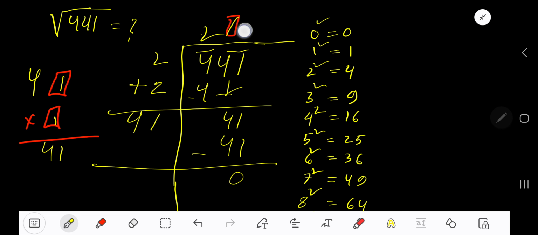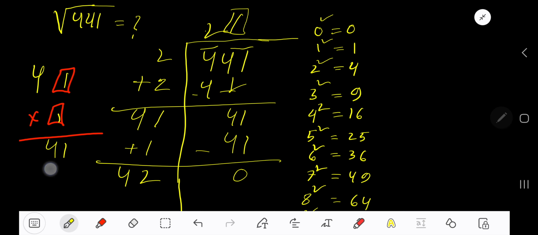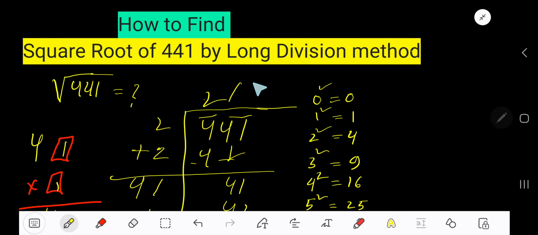To check the answer, look, here we have placed 1, right? In the divisor we have placed 1, so 1 must come under the divisor and add. So 42. Look, this number is the double of the quotient, so our answer is correct. 21 is our answer. The square root of 441 is 21.